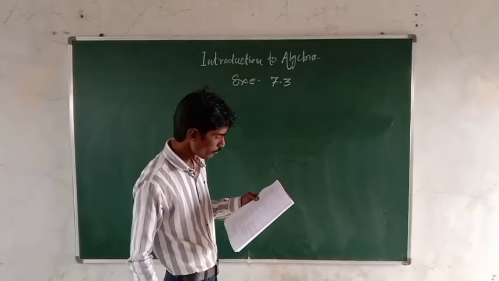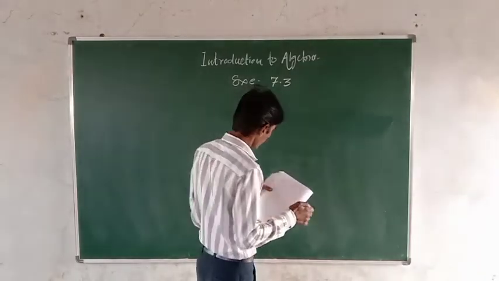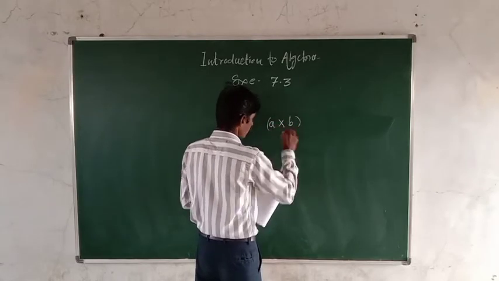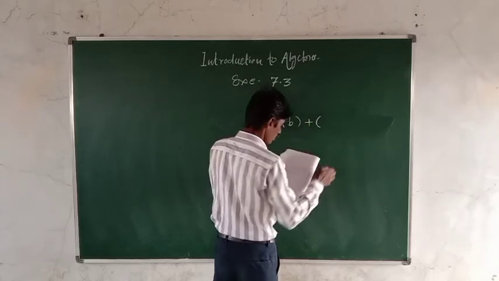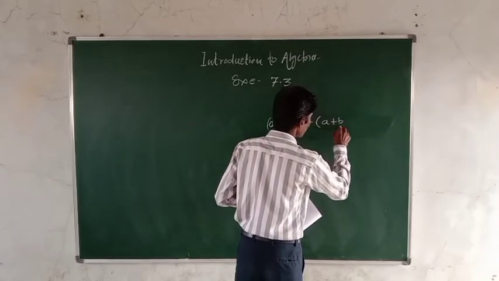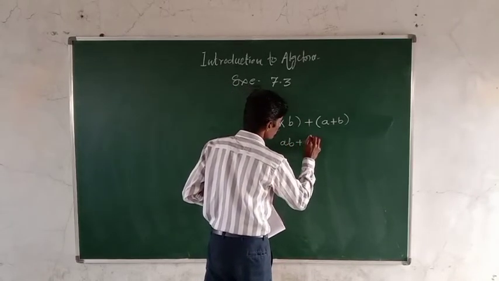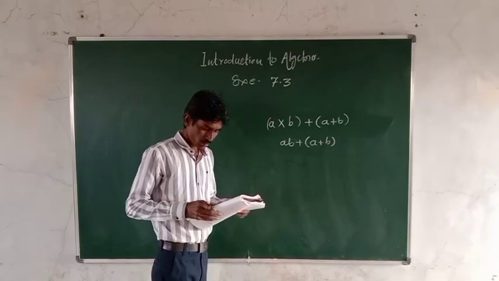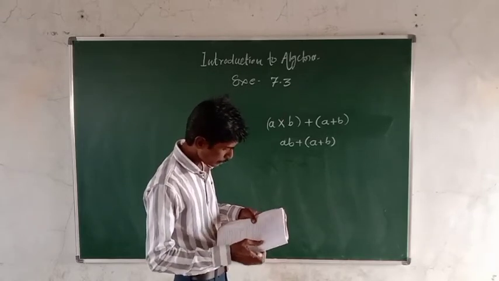After that, the product of a and b, add the sum of a and b. So a into b, that is ab, plus a plus b. So here number fourth.